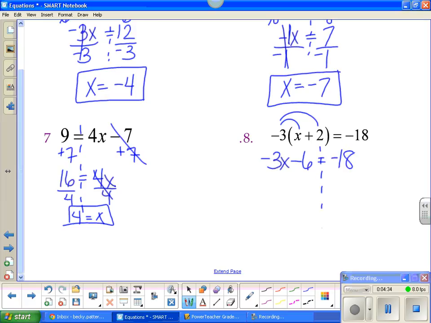Again, here's my wall. Here's my x. I'm going to move the negative 6 over first. So I'm going to add 6. Negative 3x equals, it's going to give me a negative 12. Divide by negative 3. X equals a positive 4.